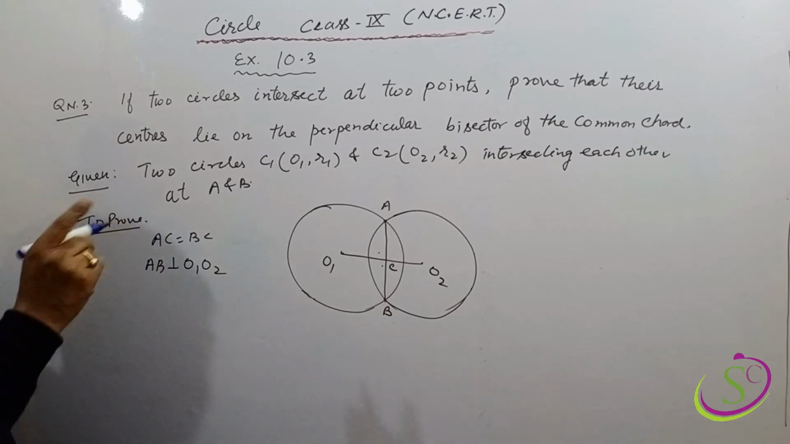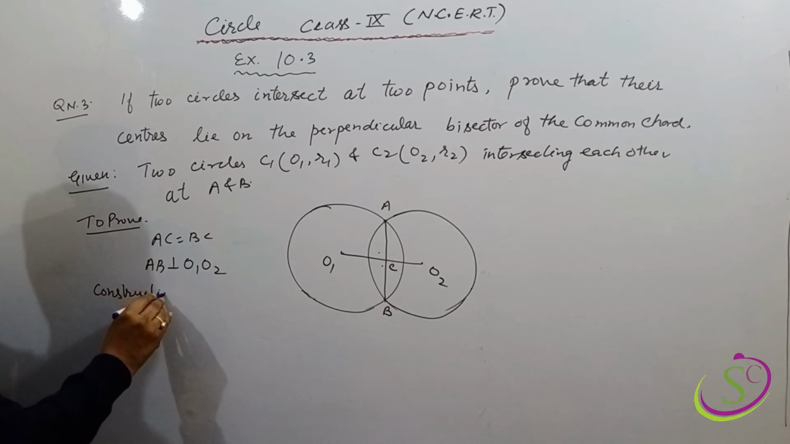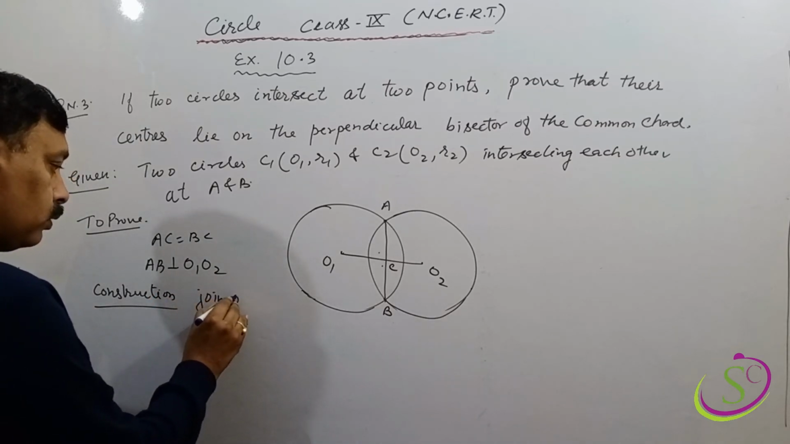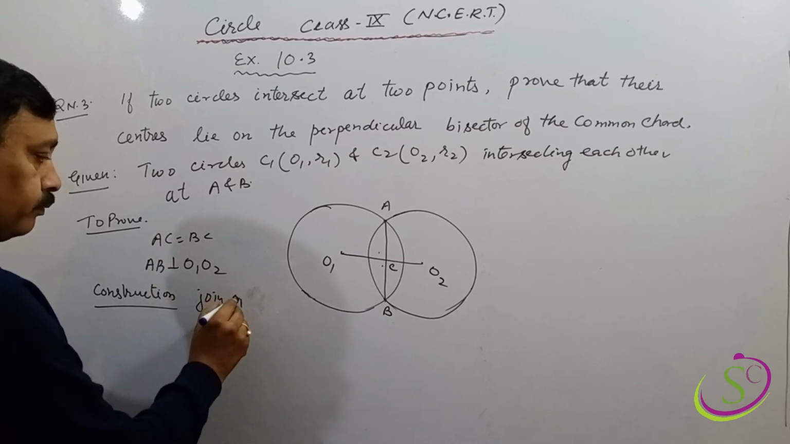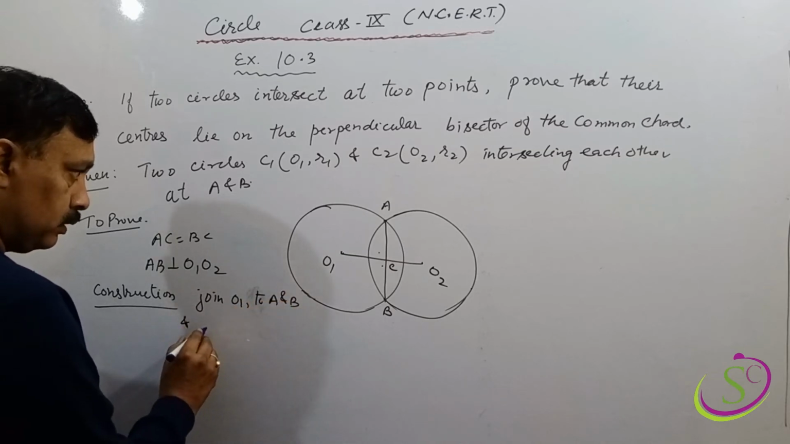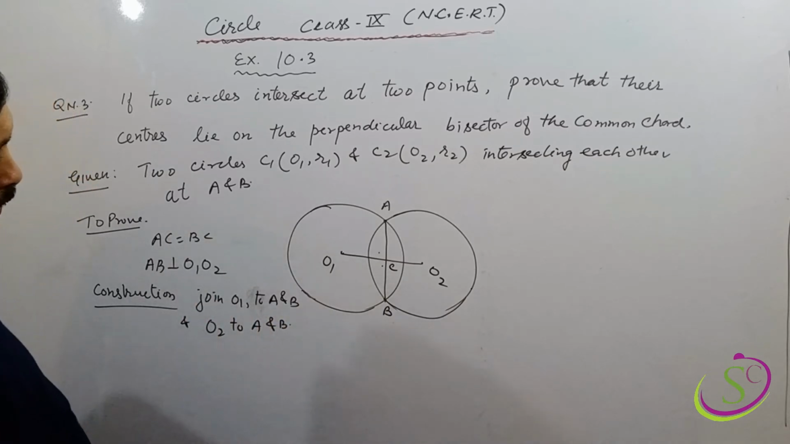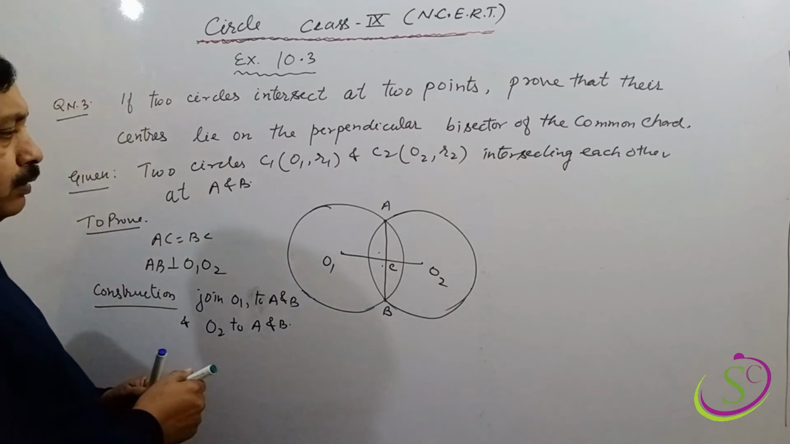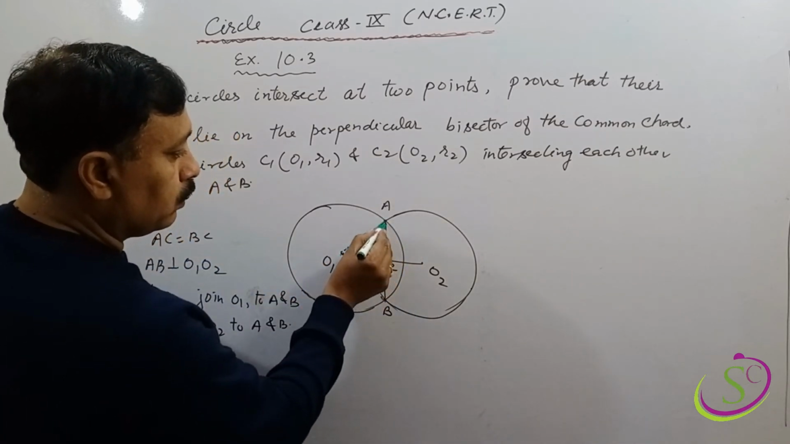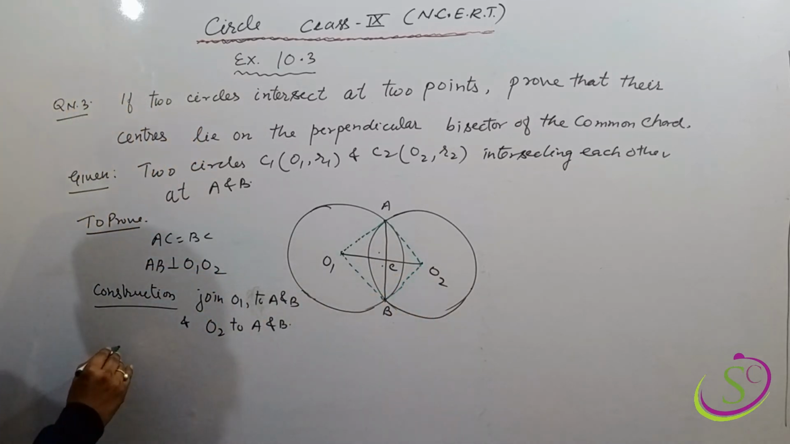Clear? To prove this we have to do some construction, and the construction is simply join O1 to A and B and O2 to A and B. Let me join them, I use a different color here: O1A and O1B, O2A and O2B. Clear? Proof.